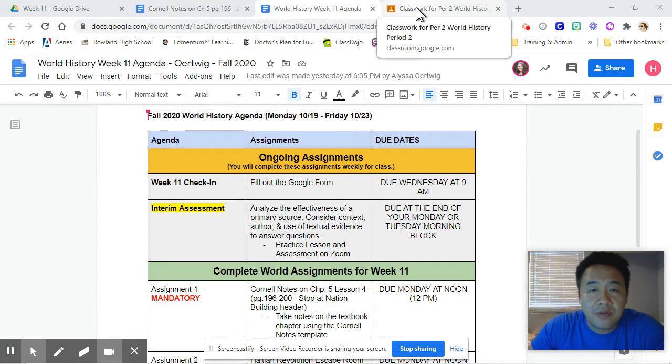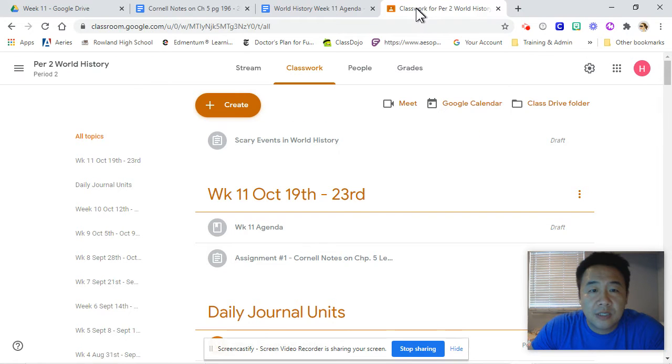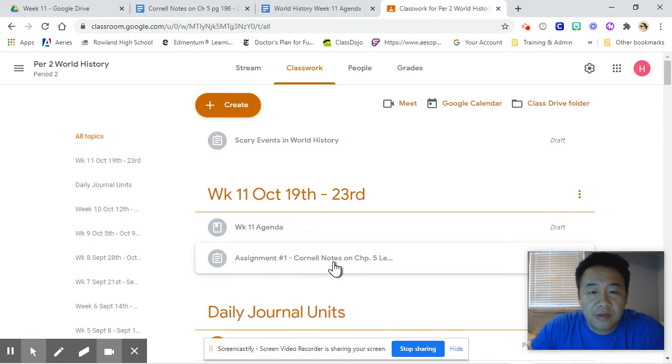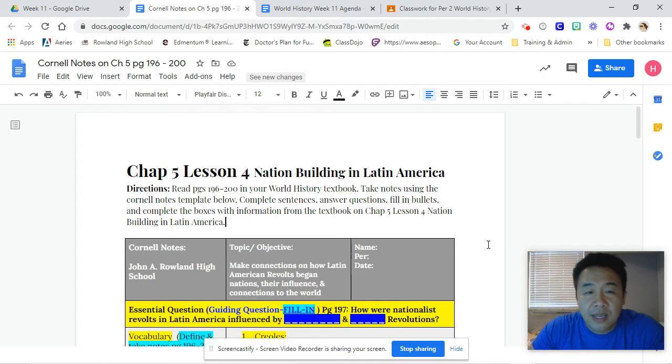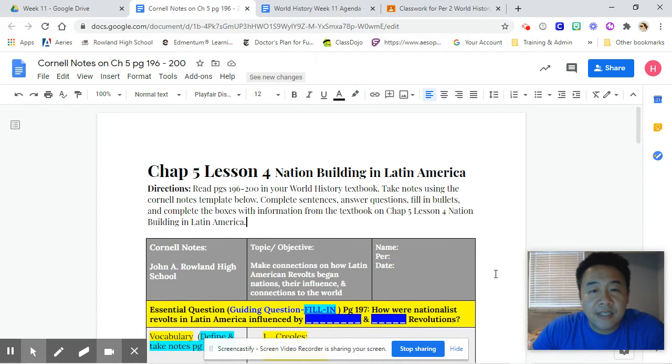So if you go to our classwork, it's going to be our first selection. It's going to be assignment number one. And go ahead and open up the file, and it's going to be about nation building in Latin America. So we're going to be looking at pages 196 to 200 in your textbook.